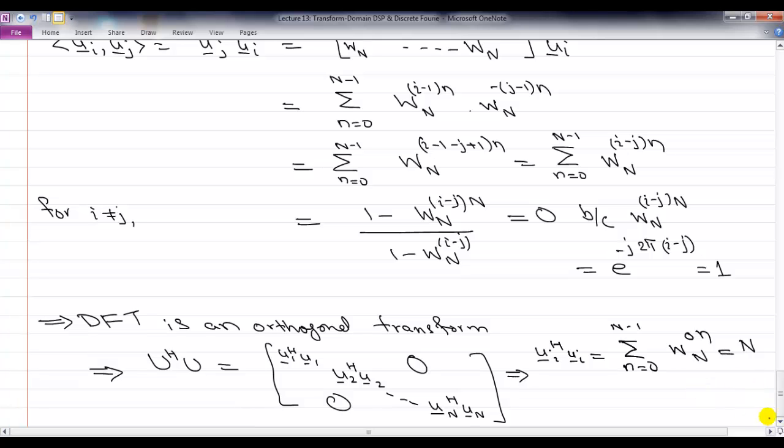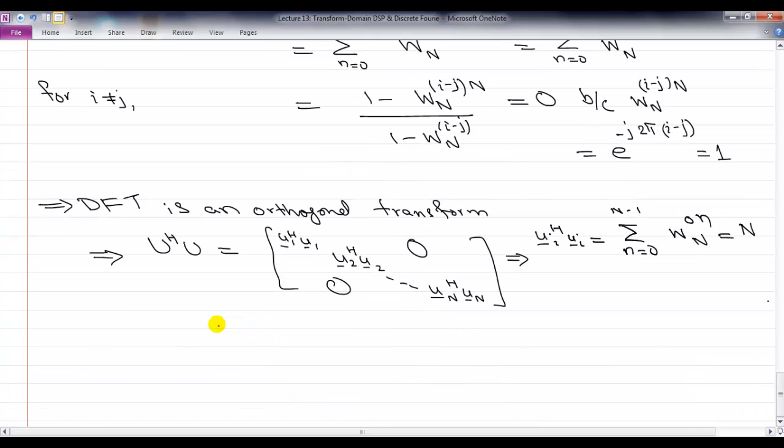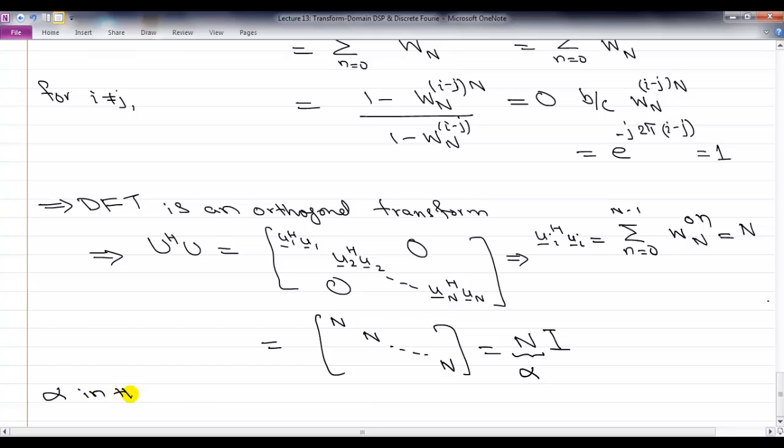So in fact, U Hermitian U is simply equal to N times identity. We call this number alpha. So alpha in the case of the DFT matrix is alpha equals N.